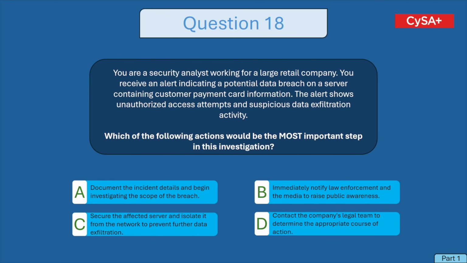All right, so pretty straightforward one here with the given scenario, I would say. If you're a security analyst and you get an alert about potential data exfiltration, especially regarding customer payment card information, the most important thing to do would be to contain. Note that it's not asking what the first thing to do is, but the most important step of the investigation. And that's going to be C, containment. So going with C here.